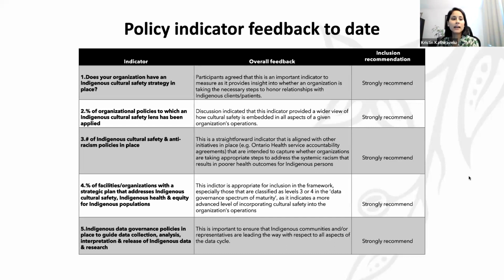So you'll see in the left-hand column, there are 5 indicators. And in the most right-hand column, there's an inclusion recommendation. Again, the left and right-hand columns are kind of boiling the ocean. If all you needed to know is whether participants either recommended or did not recommend inclusion of that particular indicator in the framework, that's all you need to know.